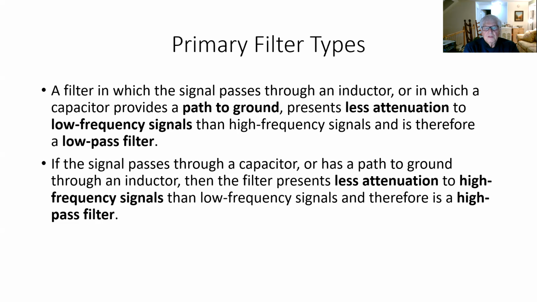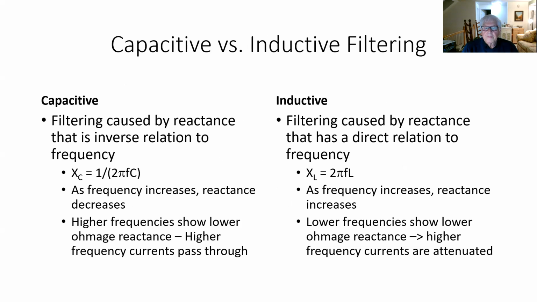But if a signal passes through a capacitor and has a path to ground through an inductor, then the filter presents less attenuation to high frequency signals than low frequency signals, and therefore we call that a high pass filter. So it's a question of the attenuation, whether we get low or high.